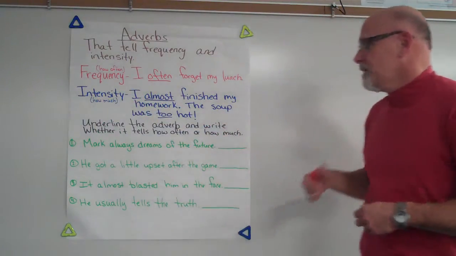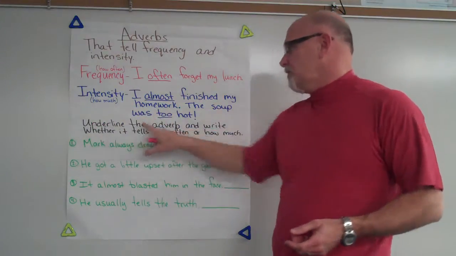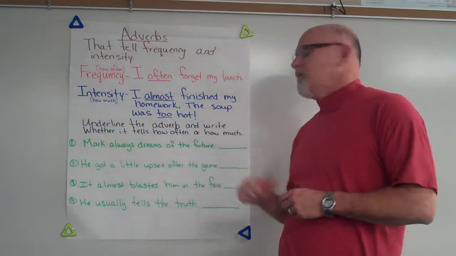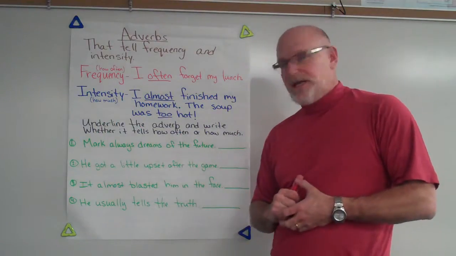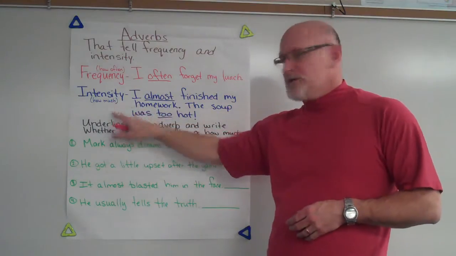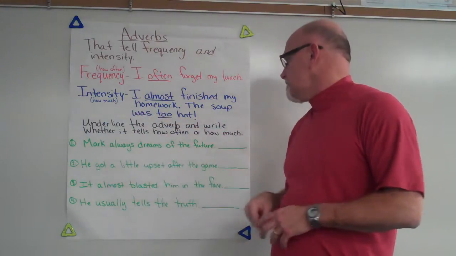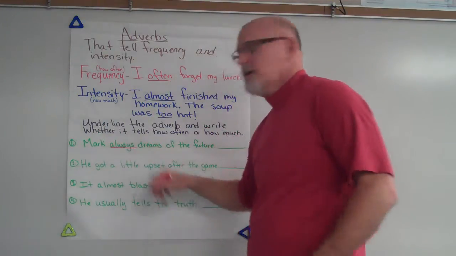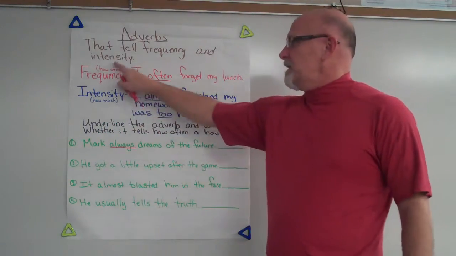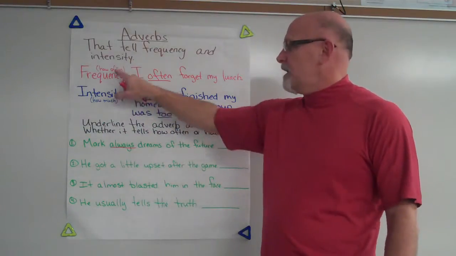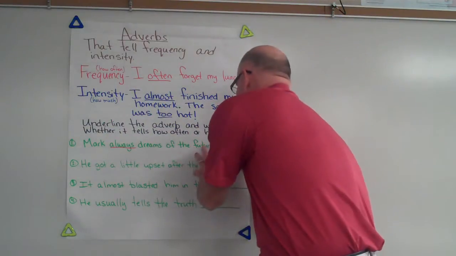All right. So our directions here. Underline the adverb and write whether it tells how often or how much. Same thing we did with yesterday's lesson. Now we're just talking about how often, how much. Mark always dreams of the future. Our adverb, always. Is that telling us how often does he dream, or is that telling us how much he dreams? How often he dreams.